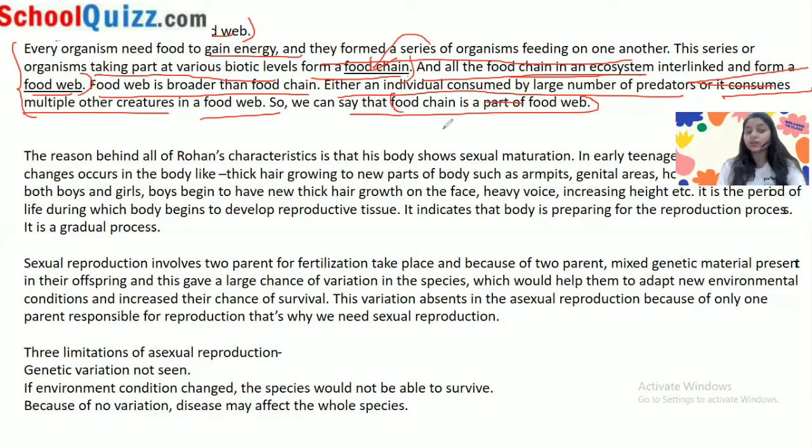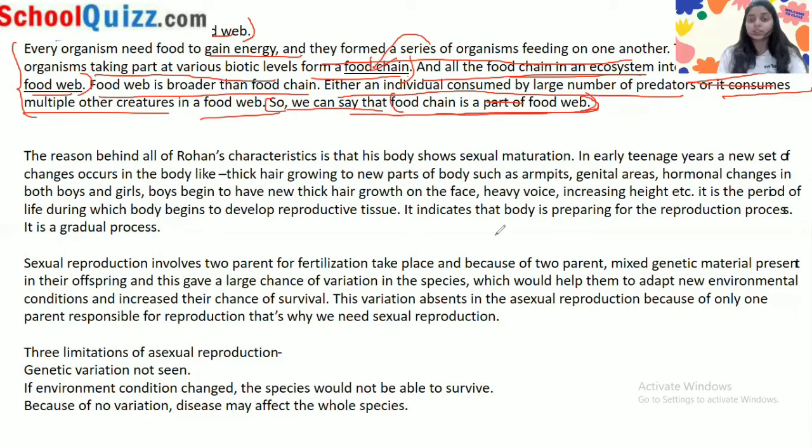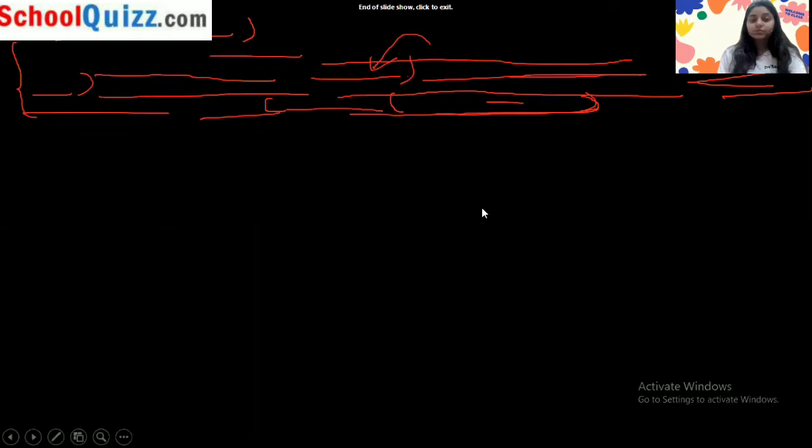At last, you have to conclude why you can say that, or why your view is yes or no. Okay, so at last we can conclude that the food chain is a part of the food web. Okay, now let's move to the next question. I hope this is clear for you.